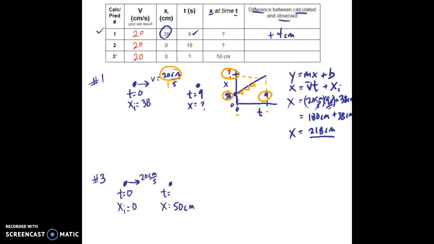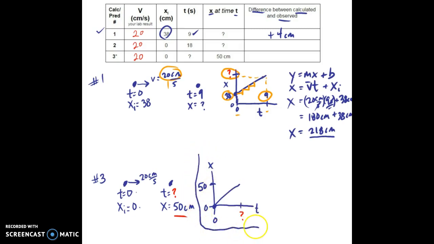Let's take a look at number 3, which is a little different here. The information given is in this sketch. At time equals 0, it's position 0. Then the motion is going to go on, and at some time the object is going to be at the 50 centimeter mark. We want to use our constant velocity particle model to figure that out.